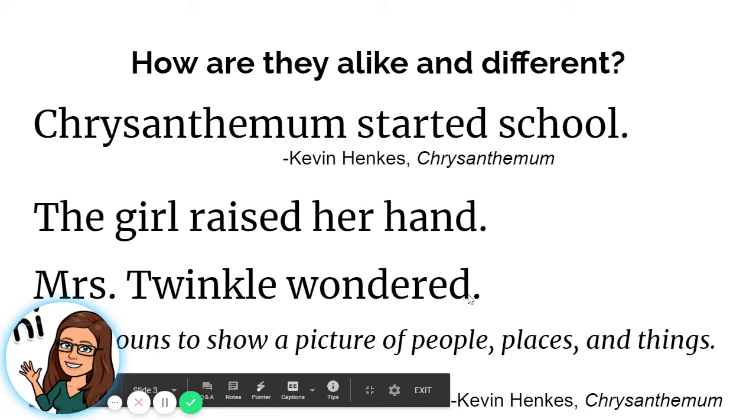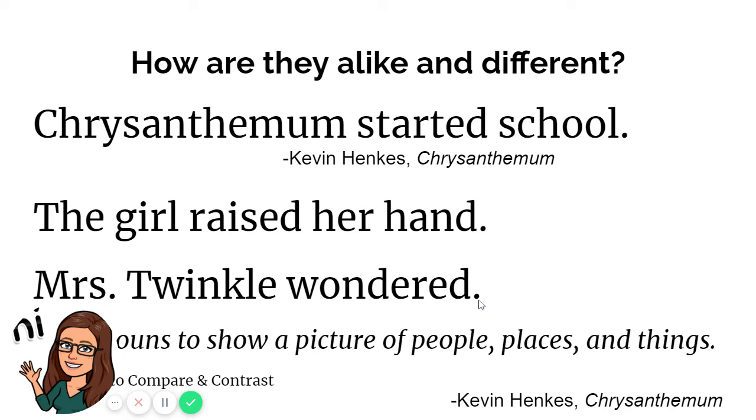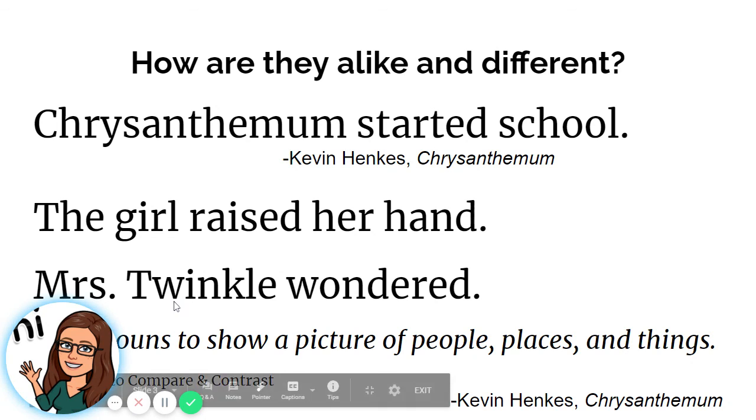So is that the same or different than our first sentence and second sentence? Very good, boys and girls. That's different. We had 2 nouns, 1 noun. So remember, boys and girls, we can create sentences with nouns that help to show a picture of a person, a place, or a thing. We don't always need to have more than 1 noun. Sometimes we might just have 1 noun. Sometimes we might have more than 1 noun.